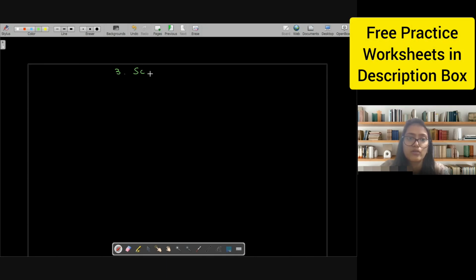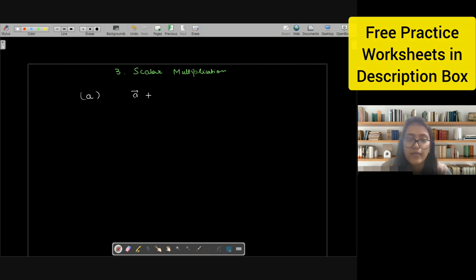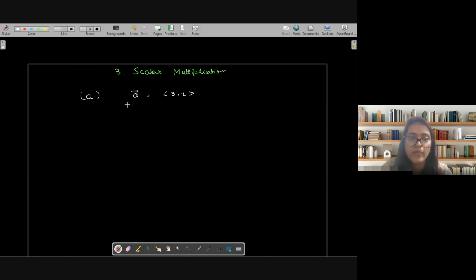Scalar multiplication. Suppose you have a vector A = (3, 2) and you're multiplying it with any scalar. We usually denote a scalar by the letter C. C is any constant, it can be literally any number, 1, 2, 3, 4, 5, whatever. Then all the components will also get multiplied by C. So this will be 3C, 2C. For example, let's take C as 5. So 5 times A will be 5 times 3, 15, and 2 times 5, 10.